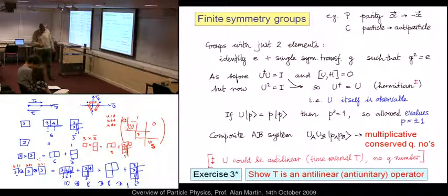Notice it's not continuous. You can't do a little bit. You have to do the whole thing. It's not a continuous group. It's a finite symmetry group. As before, this still is true. But now when you do it twice in the group representation, it's essentially doing nothing, because it's the identity. This is the representation of that.